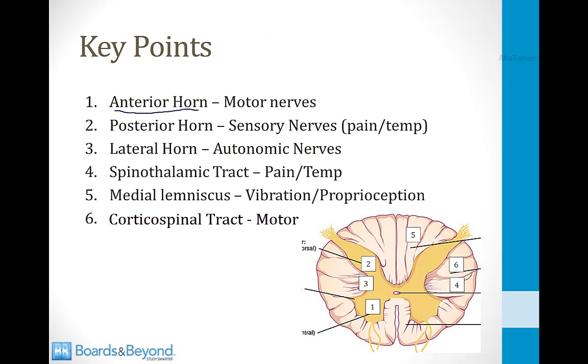Remember that the anterior horn is what contains motor nerves. So down here in this picture on the right, I've put the number 1 in the anterior horn. It's sometimes called the ventral horn, and those are your motor nerves that innervate muscles.